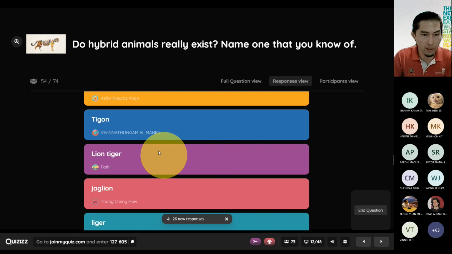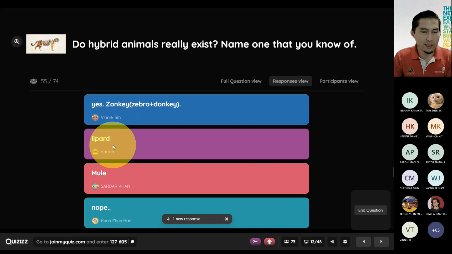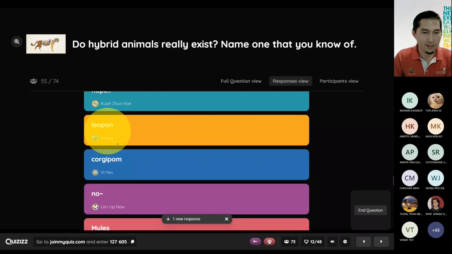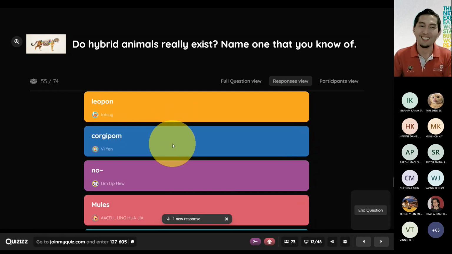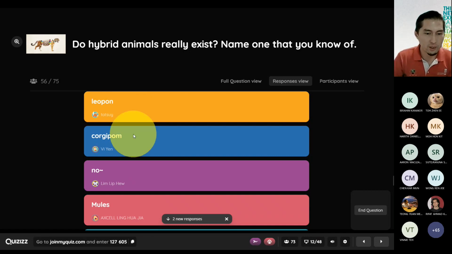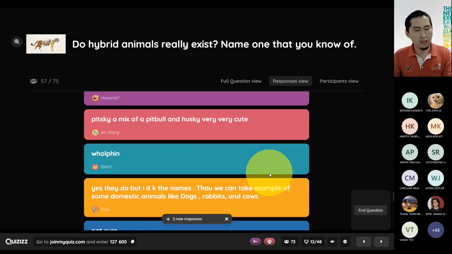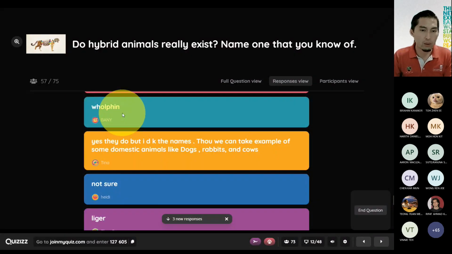Zebra and horse, by the looks of it, a lot of you are highlighting that. Jack lion, all right. Leopard. I'm assuming Darren means lion and leopard. Leopon also exists. Wow, leopard and lion, I guess. Corgi pom. If we start going into dog breeds, you will also realize suddenly there are a lot of hybrid breeds, a combination of both. When you start looking at the list, you realize that, come to think of it, there are a lot. Oh wow, Bunny, I didn't know wolfins actually exist. Is it real? Are you sure it's real?